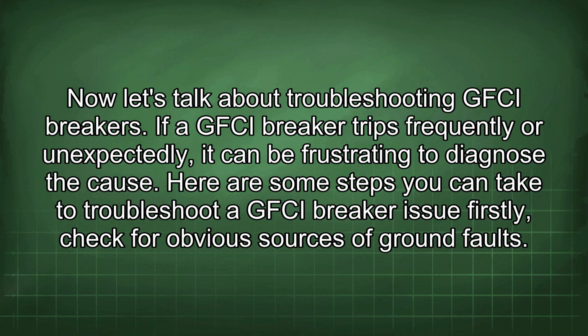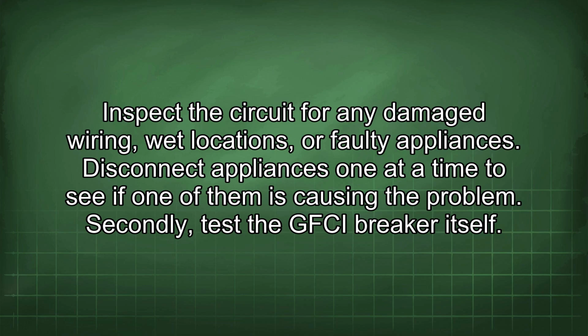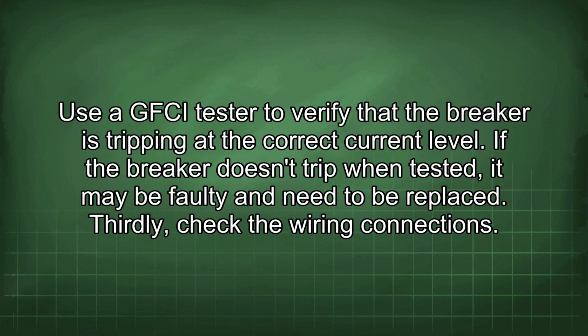Firstly, check for obvious sources of ground faults. Inspect the circuit for any damaged wiring, wet locations, or faulty appliances. Disconnect appliances one at a time to see if one of them is causing the problem. Secondly, test the GFCI breaker itself. Use a GFCI tester to verify that the breaker is tripping at the correct current level. If the breaker doesn't trip when tested, it may be faulty and need to be replaced.